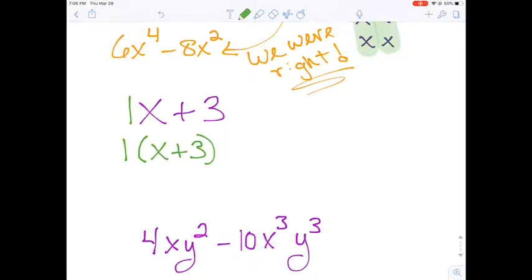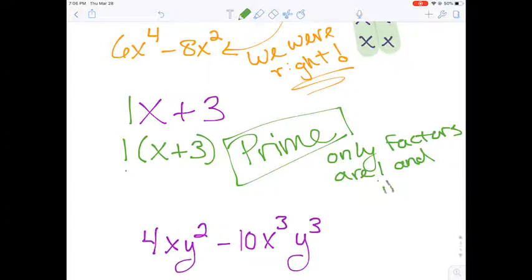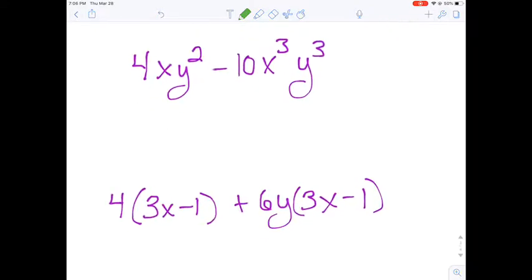When you can only take out 1, so the factors are 1 and itself, then we're going to call this polynomial prime, meaning the only factors are 1 and itself. Just like a prime number, 2 or 5, the only thing that goes into it is 1 and itself.